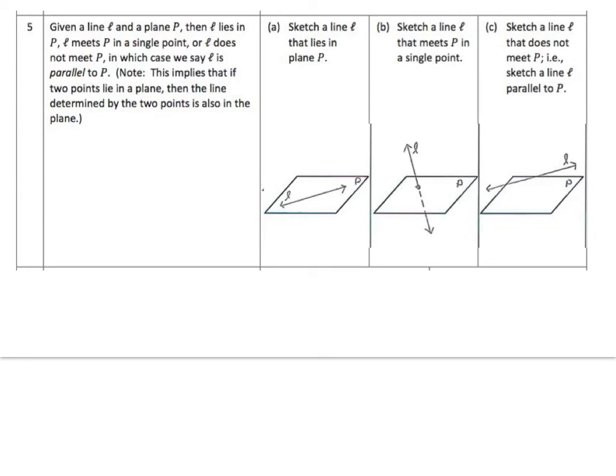Given a line L and a plane P, then L lies in P, L meets P in a single point, or L does not meet P, in which case we say L is parallel to P. So in this first case, I have a line that is on plane P. It lies in plane P. Here I have a line that goes through plane P at one point. And here I have a line that is not on the plane. It's therefore parallel to the plane.